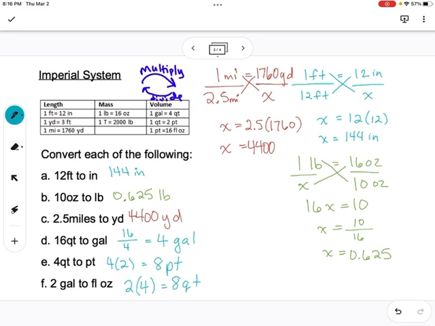Then going quarts to pints, we then need to multiply by 2. And that gives us 16 pints. And for 1 pint, there are 16 fluid ounces. So if we have 16 pints, we multiply that by 16. And we get 256 fluid ounces.